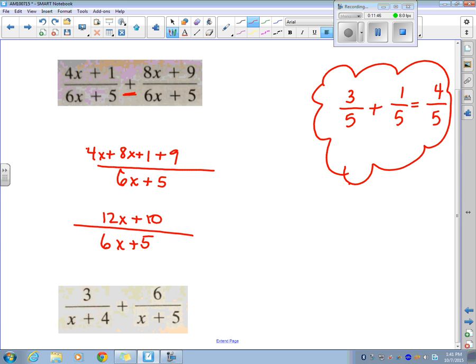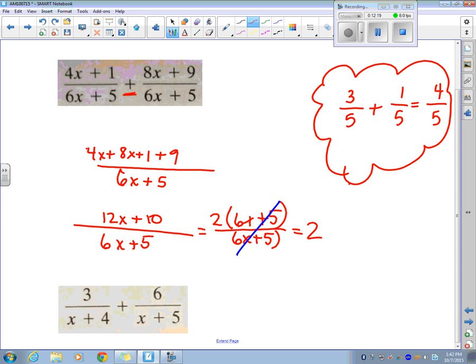Now you need to do exactly what you did in the last one, and that is see if you can factor. Can we factor the top into 2 times 6x plus 5? And then what happens? The 6x plus 5 cancel as 1, and so my answer for this problem is 2. Right?